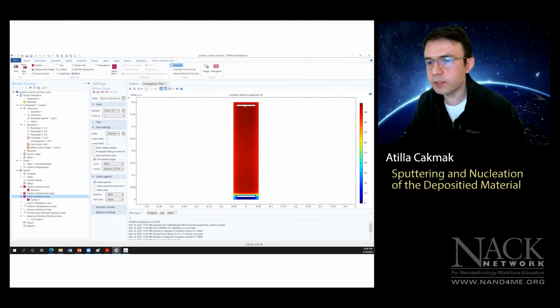And where are they going to go? They're going to go and land on the other surface, right? So that's how we do the sputtering deposition.